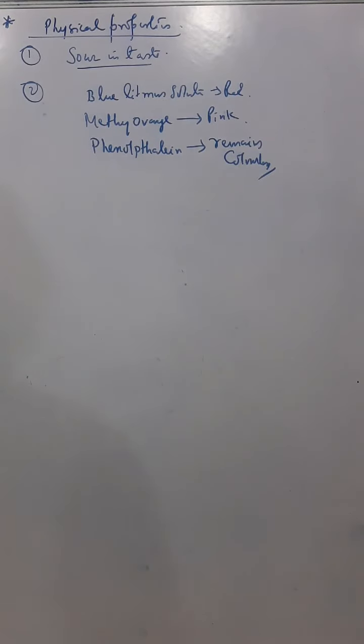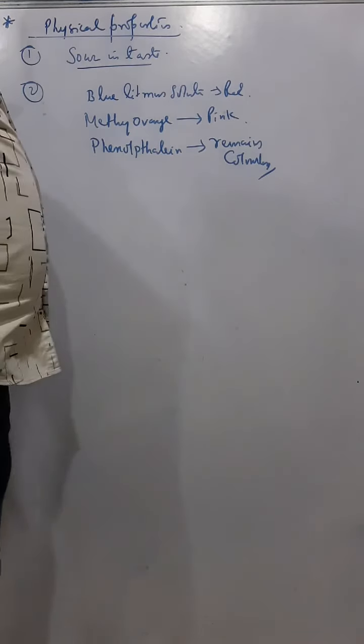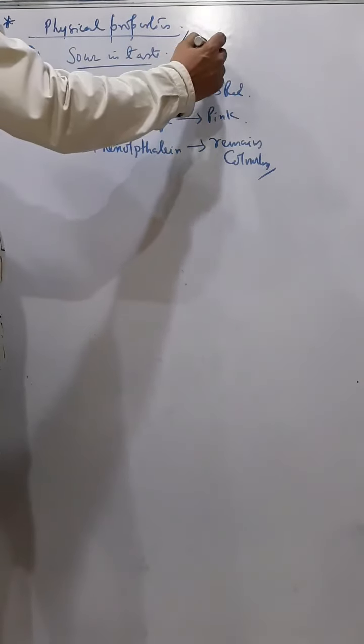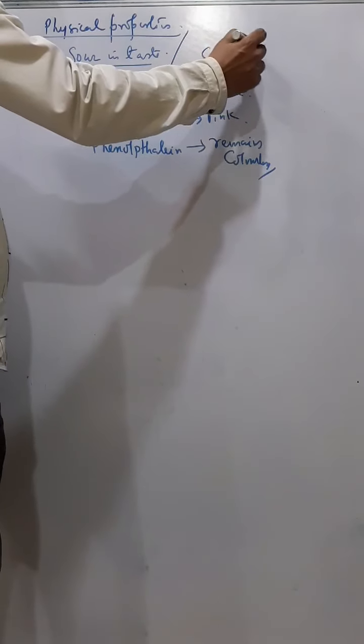Okay, next is the physical properties of acids. So the two important physical properties are sour in taste, and naturally strong acids are corrosive in nature also. It burns skin, forms blisters, like nitric acid and sulfuric acid, concentrated, they are very corrosive to skin.